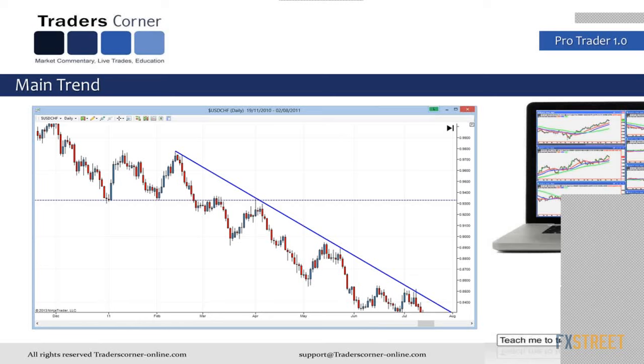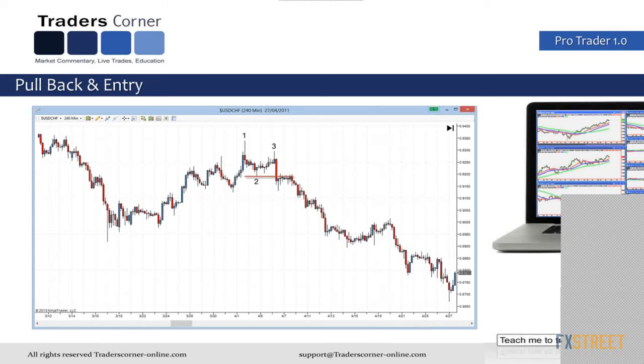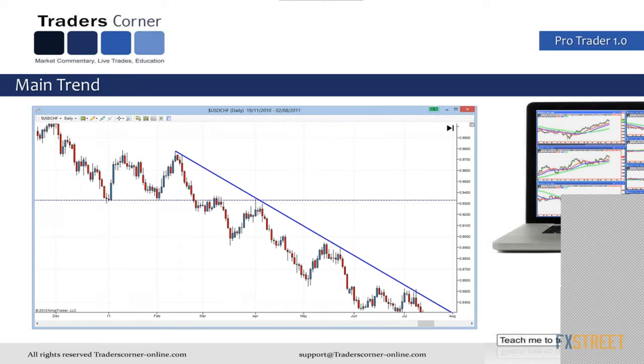Is everybody with me so far? So what we've done is we've identified the daily trend. We've identified a level that we want to trade from. All right? And the actual trade that we're looking at is this one here.